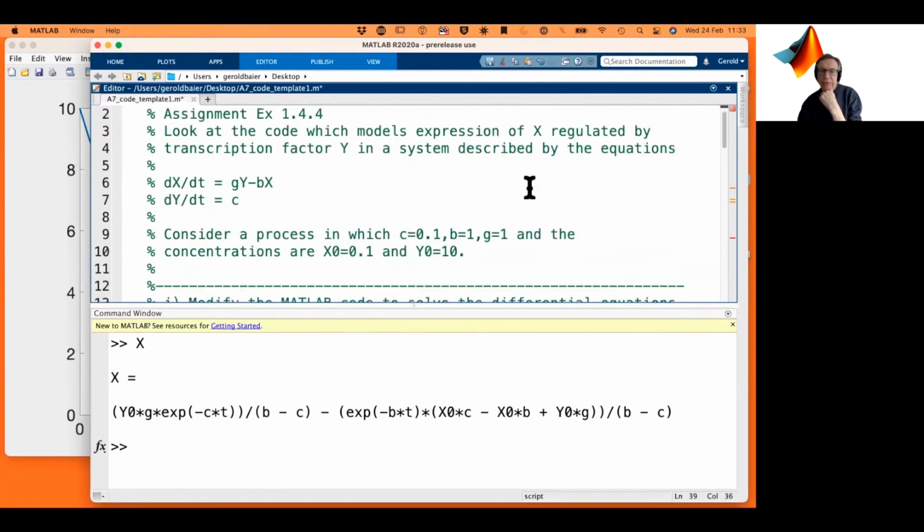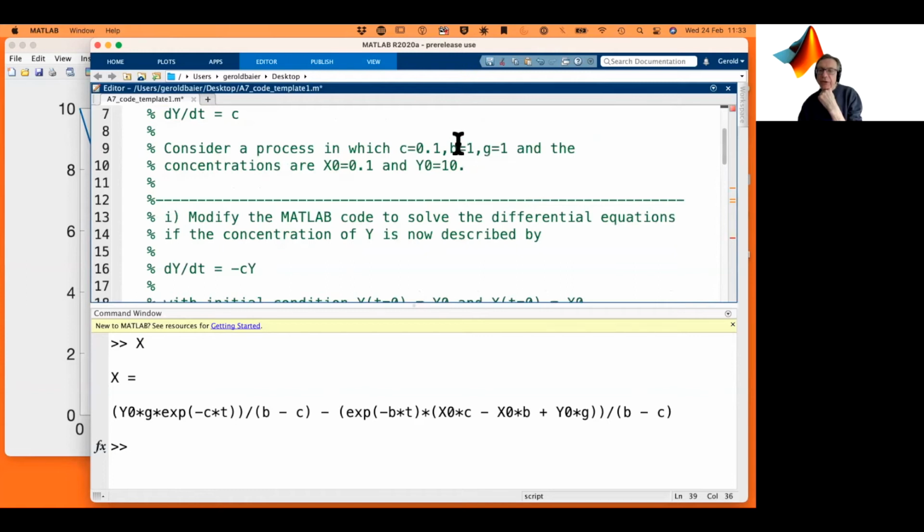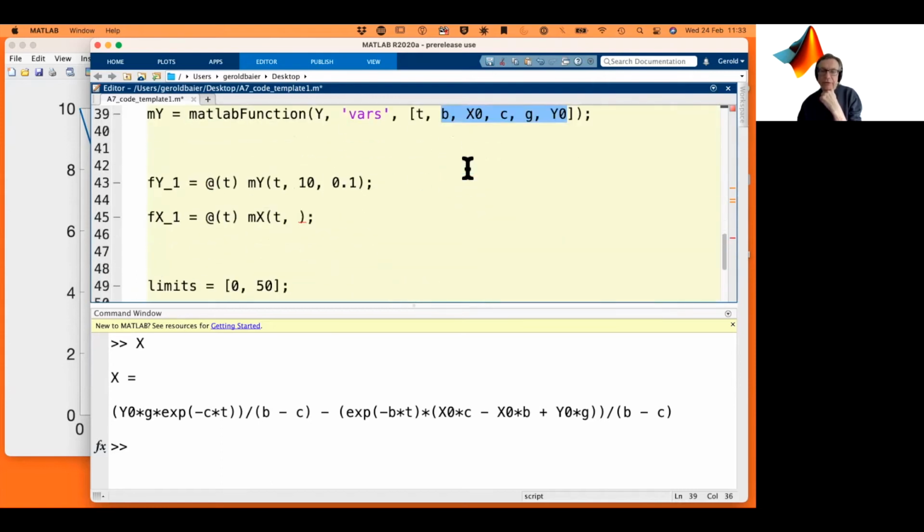I go all the way up, where's b, c, g? B is 1, G is 1, C is 0.1, x naught 0.1, y naught 10. So we use those things, and I'll put that in here. Let's put it in as y 0.1, 0.1 if I have it here, then was it 2, and y naught was 10.